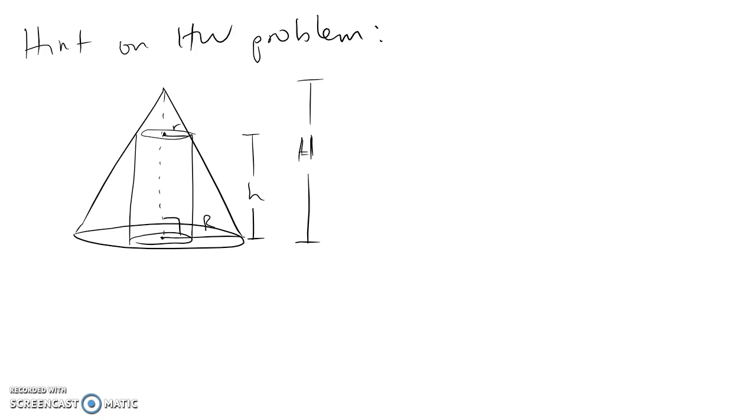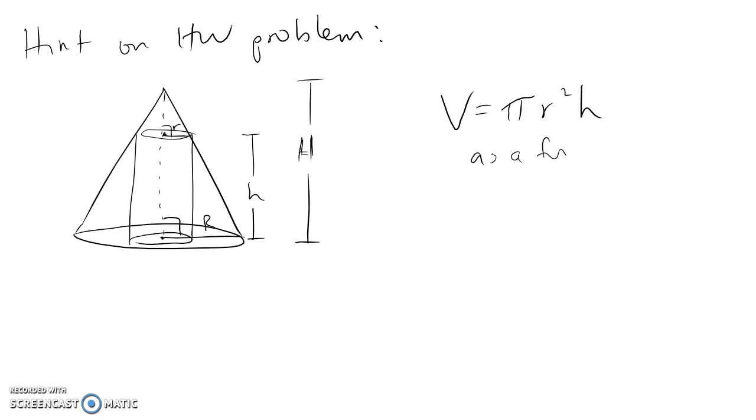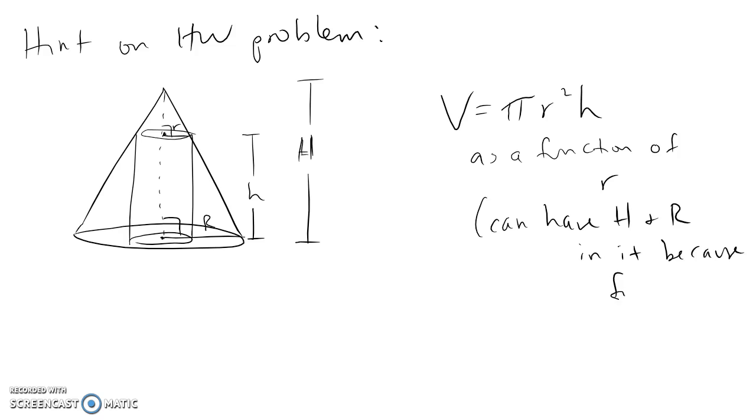So here's the hint. With both radii, we create two right triangles. We want to express the volume of the cylinder, which is again volume equals pi r squared h, as a function of r this time, not h. And it can have big H and big R in it because they are constant, or fixed.